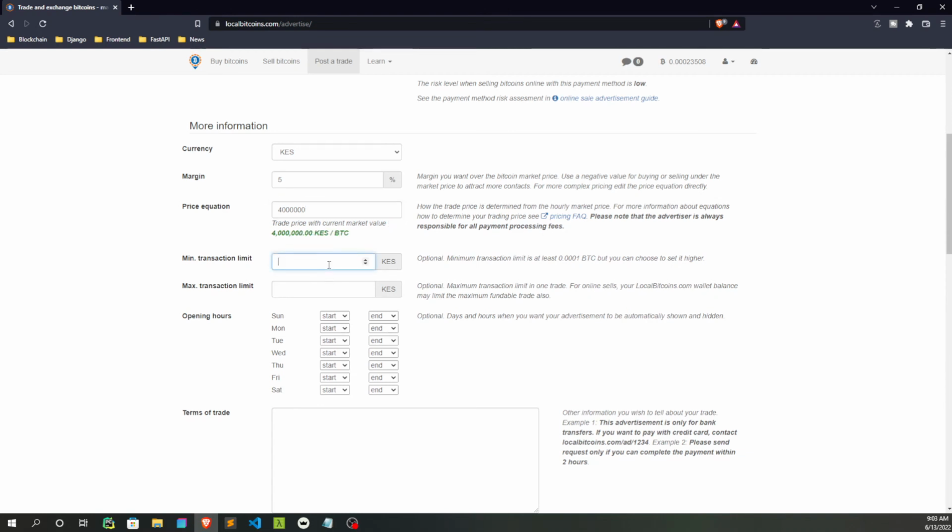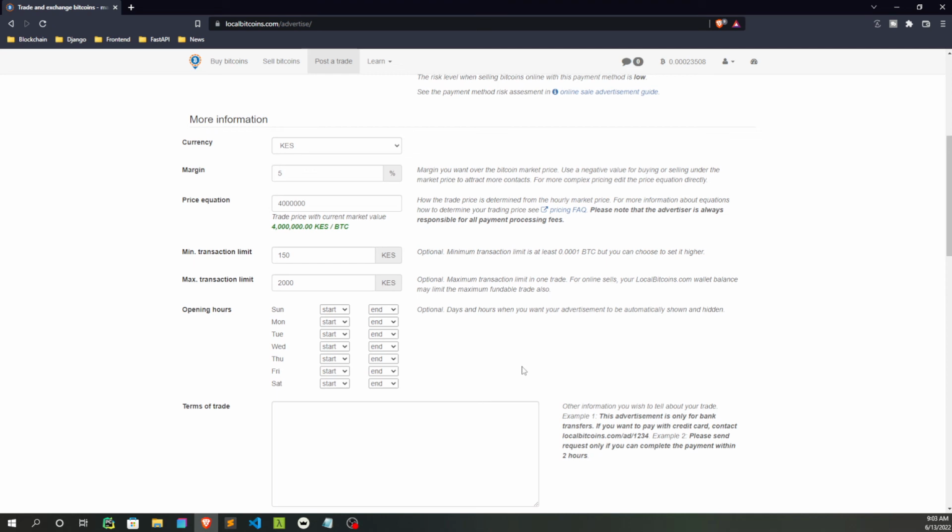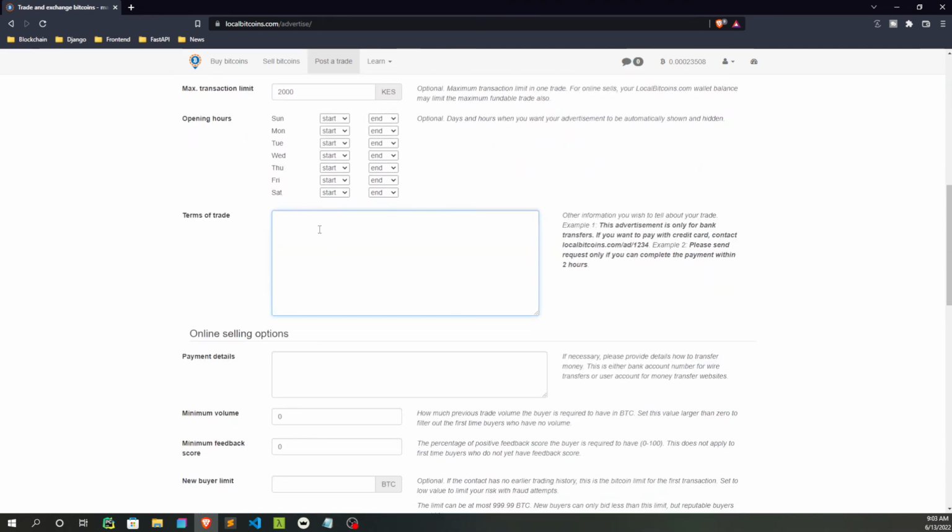The other thing is the minimum trade. Maybe you want to sell from 150, maximum trade maybe 2000. Very important. Then you come here, you enter your terms of trade. It's very important to greet people. You write a message, maybe like no third party payments. First release.